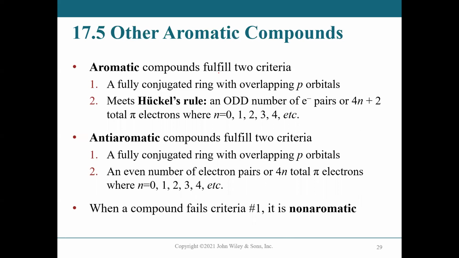It says aromatic compounds fulfill the 2 criteria. They have a fully conjugated ring, and they also meet Huckel's rule. Anti-aromatic compounds fulfill 2 criteria. They have a fully conjugated ring with overlapping p orbitals, so both of these criteria are met. But here's where we differ. It says an even number of electron pairs, or 4n total pi electrons. And that's what it was for those 2 compounds, wasn't it? We're not going to meet Huckel's rule. It says when a compound fails criteria number 1, it is non-aromatic.